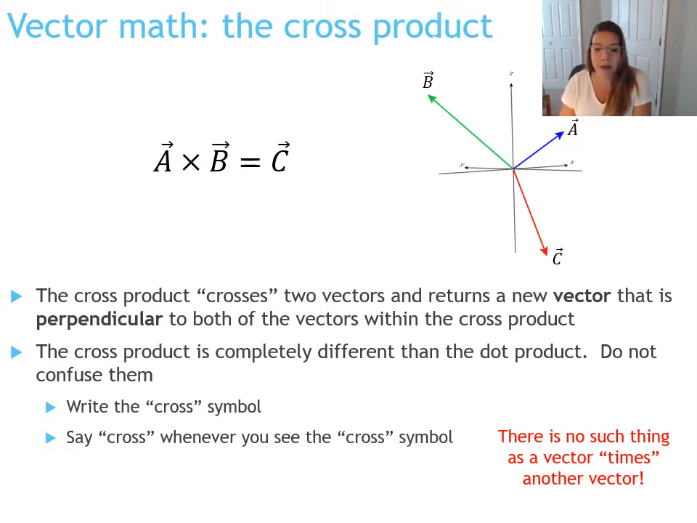So that's why you must write every vector operation that you're trying to do. If you're adding two vectors, you got to write a plus. If you're subtracting two vectors, you got to write a minus. If you're dotting two vectors, you must write the dot. And if you are crossing two vectors, you must draw the cross.